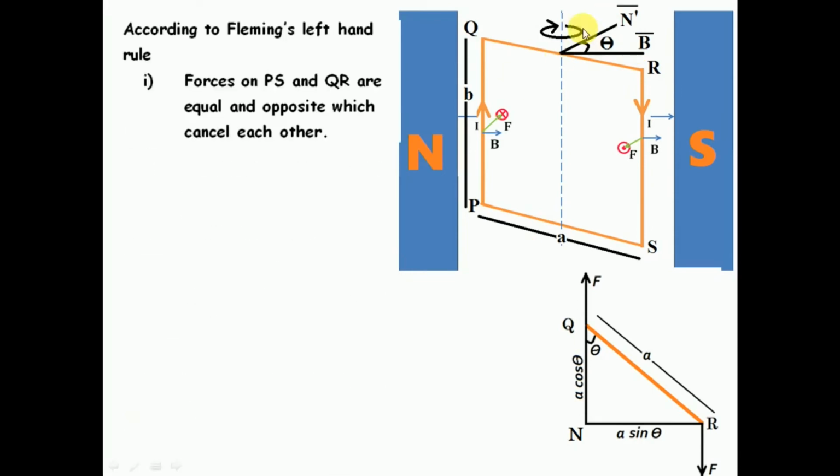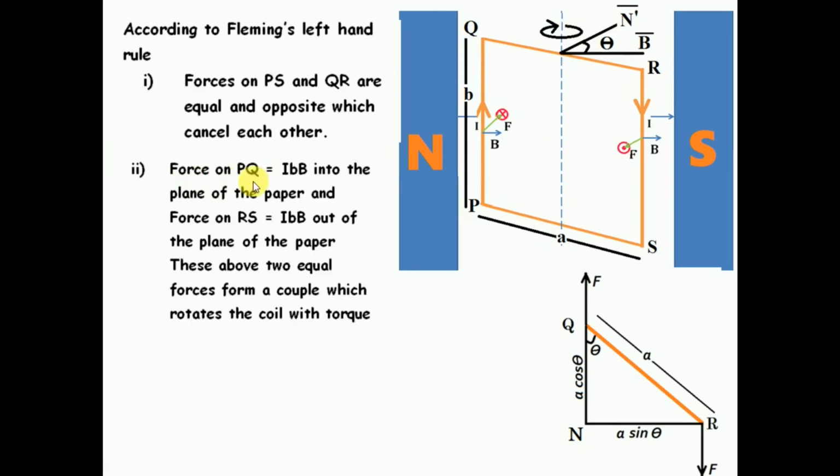According to Fleming's rule, the force on this conductor and this conductor will be equal and opposite, so they cancel each other. It will be vertically upward and vertically downward, so they will cancel each other, so there will be no force in the y direction.